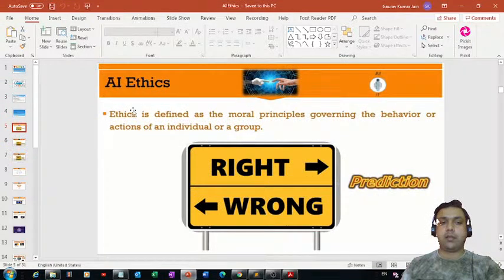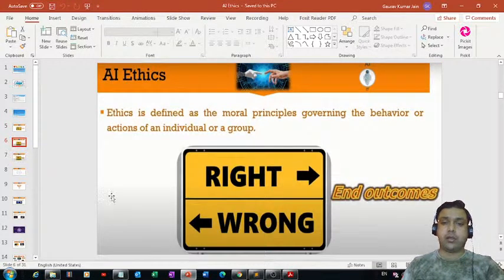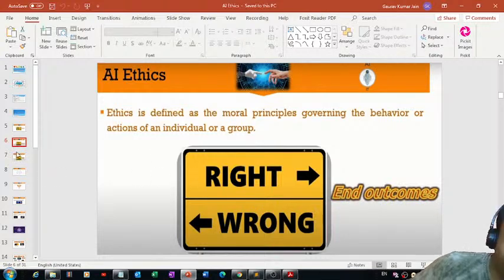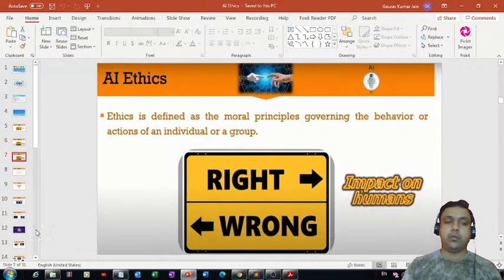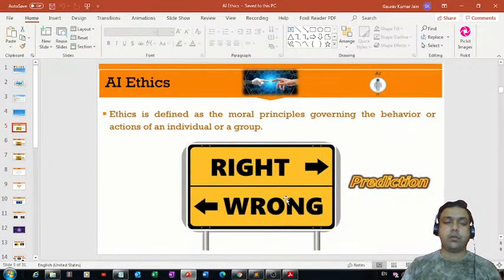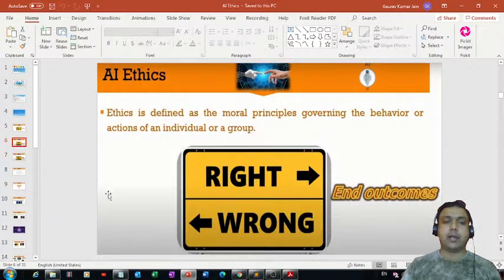Ethics is defined as the moral principles governing the behavior or actions of an individual or a group. So, for the machine which we have developed, whatever predictions it has made, are those predictions correct or not? What about the end outcomes? Are the results good? Are they going to benefit human beings or not? Then the impact on humans. What is the impact of the predictions and outcomes the machine has given on human beings?